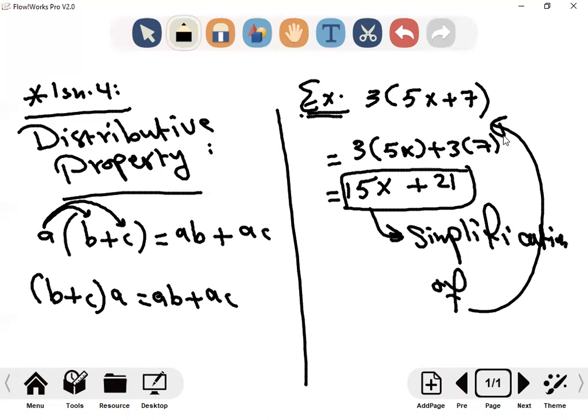If 7 has x, it will be 5x plus 7x, which is 12x. Got it? So we can add or subtract only the like terms. The different terms, we cannot add them or subtract them. We can multiply them. Got it? But we cannot add or subtract. Let's go to the lesson and I will come to this idea which I'm talking about right now. I will come later on in next few examples.